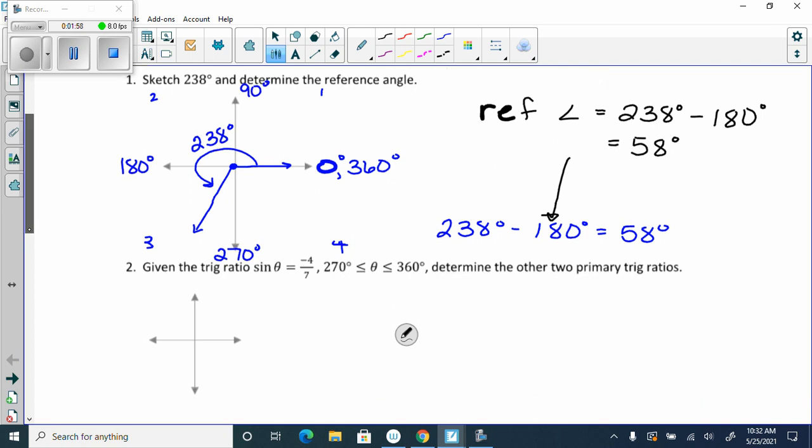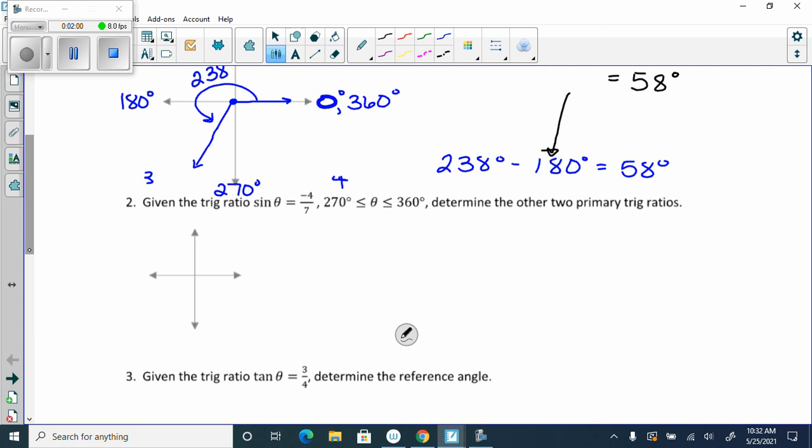actual drawn angle. Now this one: given the trig ratio sine theta equals -4/7, and it's between 270 and 360, they want the other two primary trig ratios. That means I need x, y, and r in order to do my trig ratios, correct? So the first thing I have to do is draw it, and I gave you 270 to 360. Don't forget your degree symbol, because next year it'll be a problem because there are radians. So it falls in here.